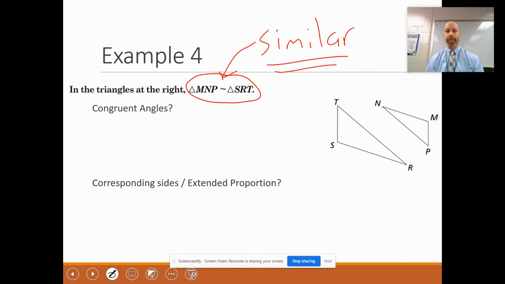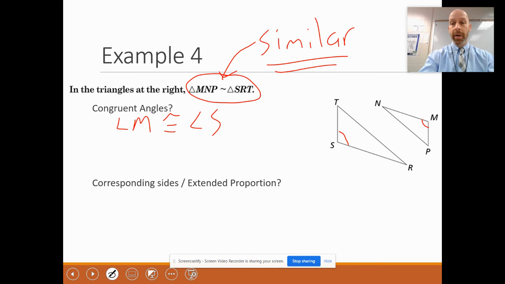This means they're similar. So it first says, what's the congruent angle? So now I got to be careful. Now I'm going to use the correspondence. You see how M comes first in this first triangle? So there's M, and it's paired up with the first letter of the second one, which is S. So that means that those two guys have to be congruent. So the measure of angle M has to be congruent to the measure of angle S.